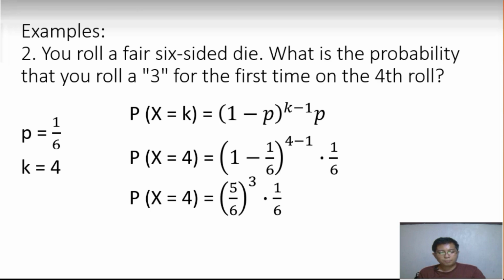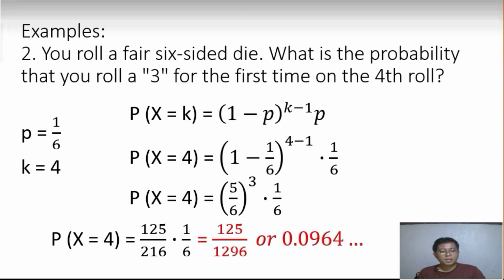So let's just simplify this expression. The probability of x equals 4 is now equal to 125 all over 216 times 1 over 6. Multiplying this, we arrive at 125 all over 1,296 in lowest terms, or that is approximately equal to 0.0964. So this is the probability that you will roll a 3 for the first time on the fourth roll.